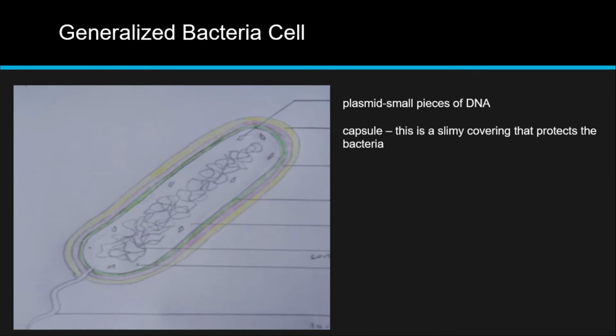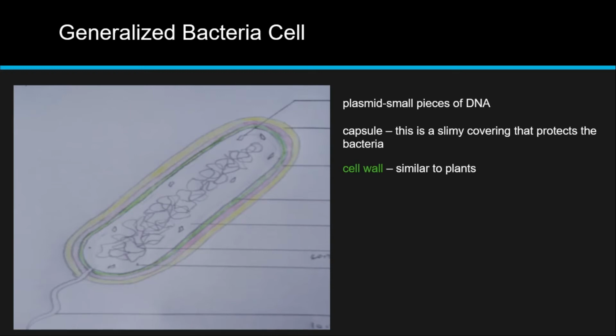Capsule. Now, this area is a slimy covering that protects the bacteria, and it would be found pretty much on most bacteria. All right, most bacteria. So we have bacteria, bacterium. Help me there. All right, so this capsule is a slimy covering that protects the bacteria.